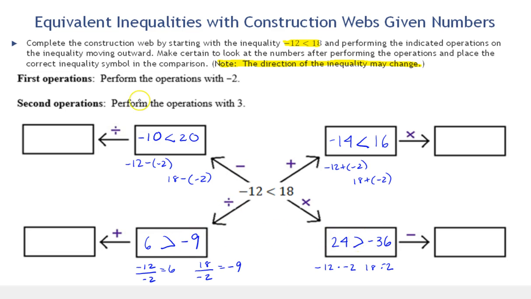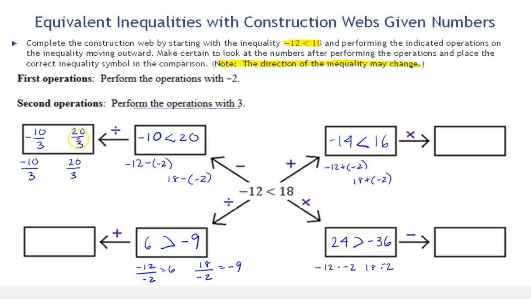So let's look at the next one. So our second operations we're going to perform on the previous ones. We're going to use the number 3. So I'm going to take this result, and I want to divide by 3. So -10 divided by 3, and 20 divided by 3. Now I'm not going to simplify those, I'm just going to leave them as they are. So -10 thirds on the left, 20 thirds on the right.